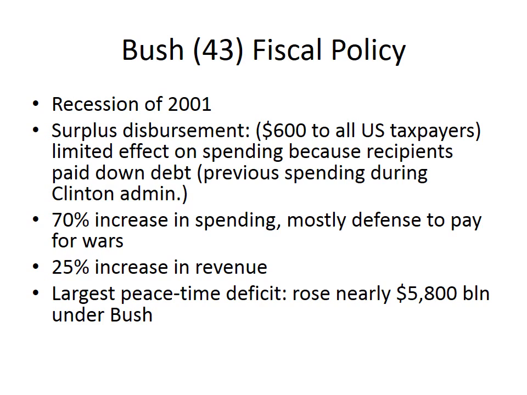It's straight Keynesianism. What we have under the Bush administration is a 70% increase in spending and a 25% increase in revenue. It will become, prior to the Obama administration, the largest peacetime deficit in history. Okay, it will rise $5,800 billion under Bush. And we'll see what it does with Obama in just a minute.